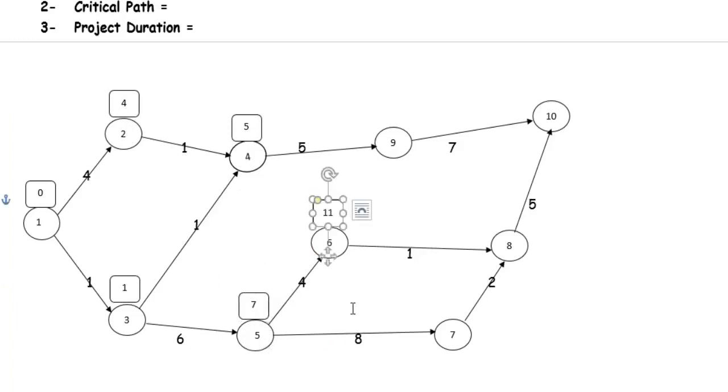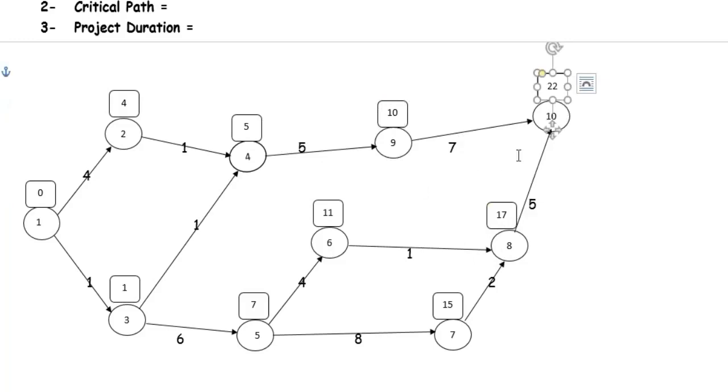Now node 6 is equal to 7 plus 4, which is 11. Now node 7 is equal to 7 plus 8, which is 15. Now node 8 is equal to 11 plus 1 or 15 plus 2, whichever is bigger. So 17 is bigger, 15 plus 2. Now node 9 is equal to 5 plus 5, which is 10. Now node 10 is 17 plus 5, which is 22. This is the bigger one.